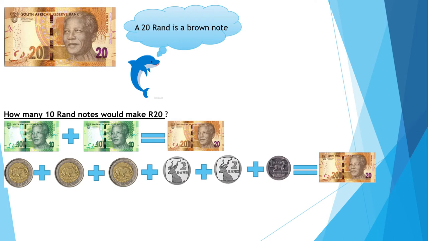A 20 rand is a brown note. How many 10 rand notes would make 20 rand? That is, 10 rand plus 10 rand equals 20 rand. Or 2 times 10 equals 20. Or 3 5 rand coins plus 2 2 rand coins and 1 1 rand coin. We say 5 plus 5 plus 5 equals 15, plus 2 equals 17, plus 2 equals 19, and plus 1 will give you 20 rand.